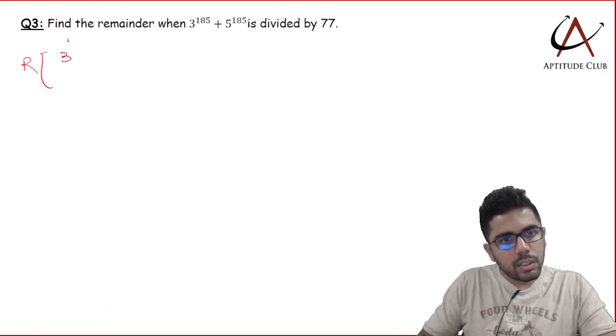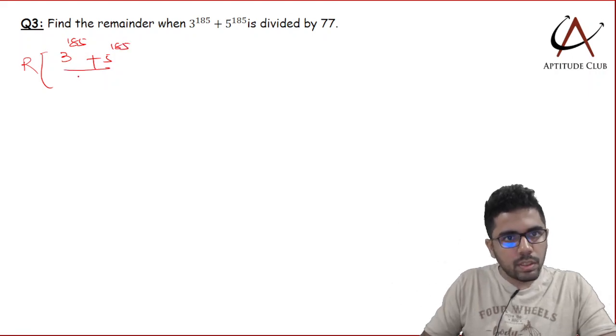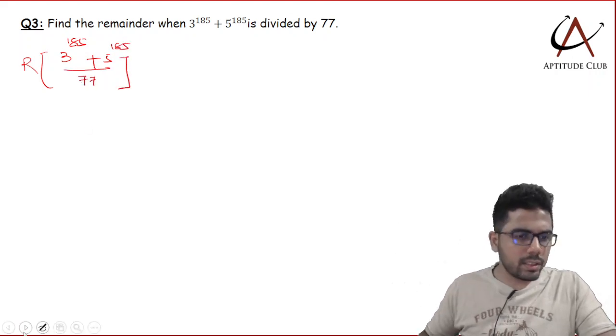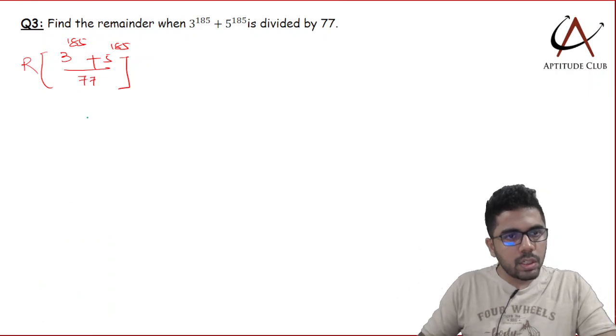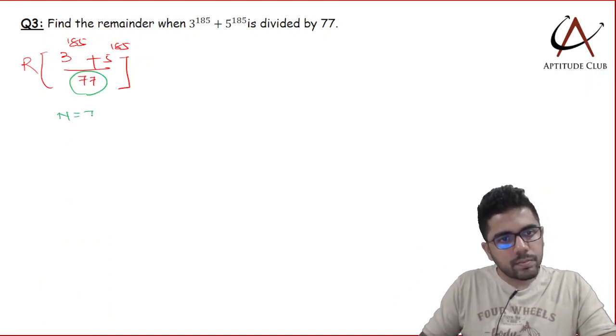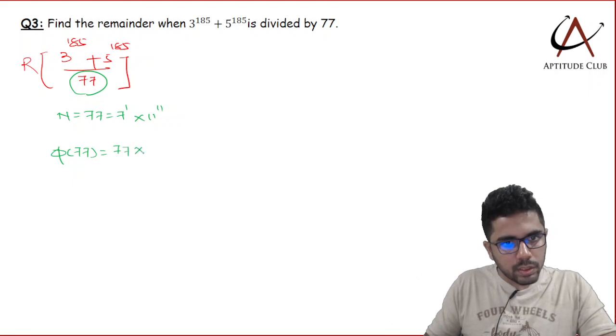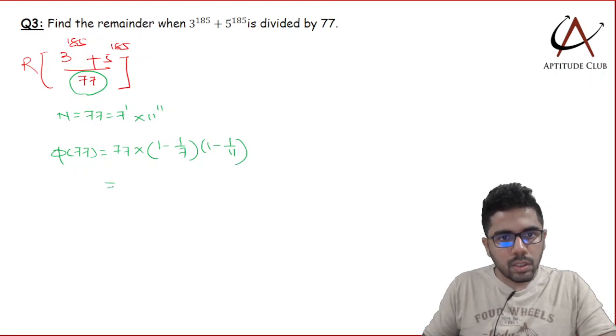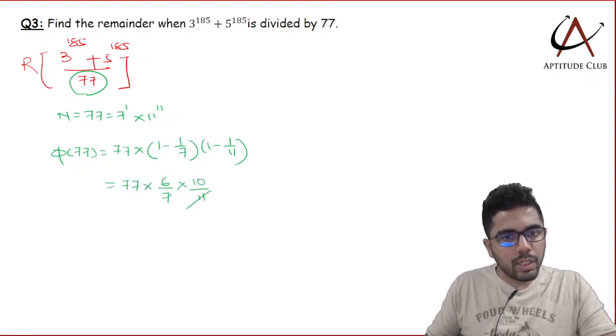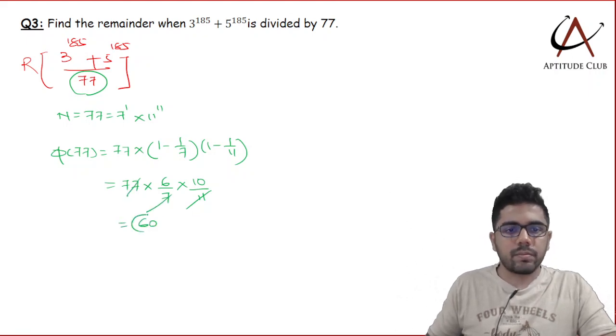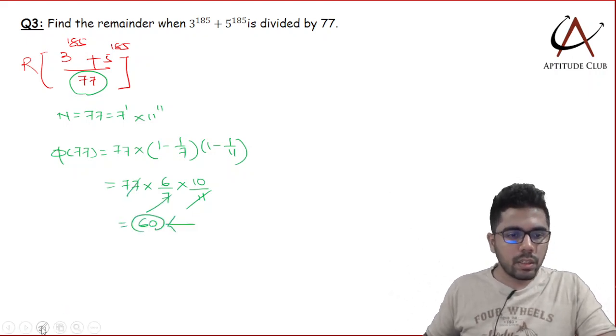Remainder of 3 to the power 185 plus 5 to the power 185 divided by 77. Again same process. Number यहाँ पे तुम्हारा 77 है, so it is only 7 to the power 1 into 11 to the power 1. So phi of 77 is 77 into (1 minus 1 by 7) into (1 minus 1 by 11). So it is 77 into 6 by 7 into 10 by 11. So you get 60. अभी इसे यूज करना है.